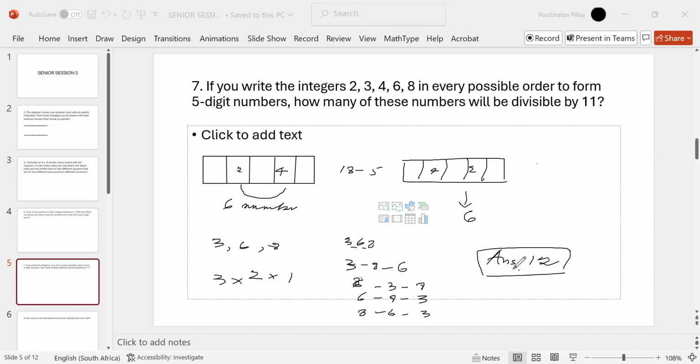There are 12 integers using these numbers which are divisible by 4. You can actually write the whole lot down. See, 3, 8, 6. That's one of them, is such a number. When you try dividing by 11, you will see it goes exactly.